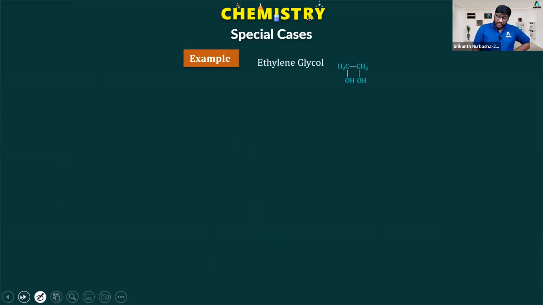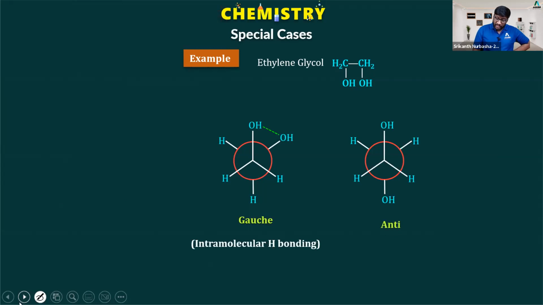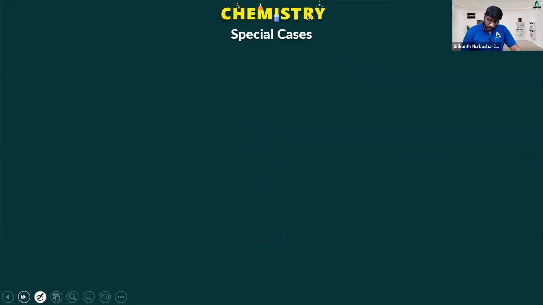Special cases: ethylene glycol, CH2OH, CH2OH. So look at that. In this, the gauge form is more stable when compared to the anti-form. The gauge form has intramolecular hydrogen bonding. The anti-form does not have intramolecular hydrogen bonding. So in ethylene glycol, the gauge form is stable when compared to the anti-form.